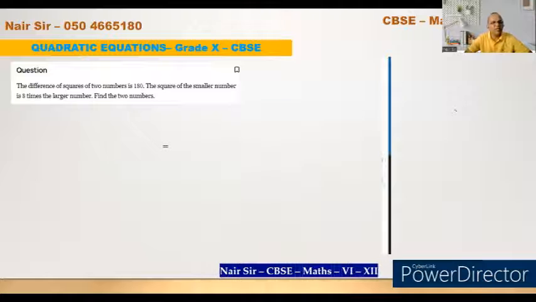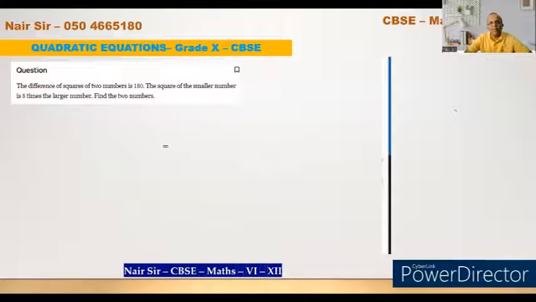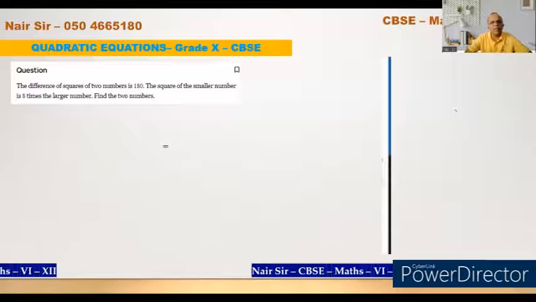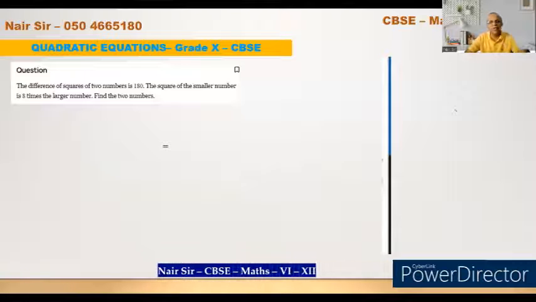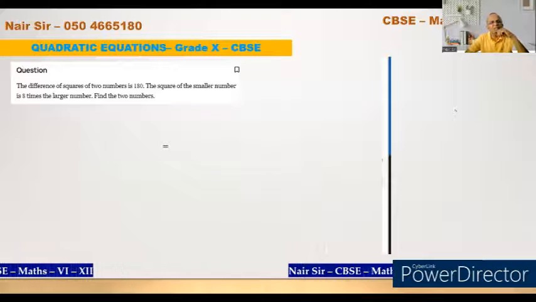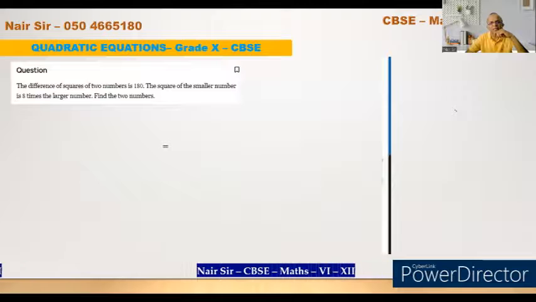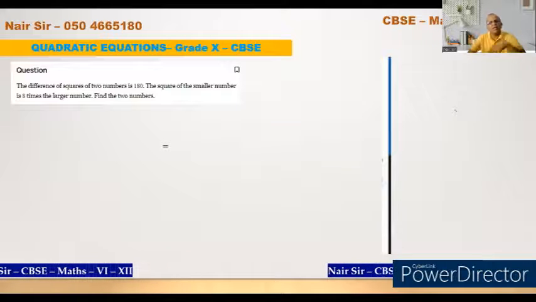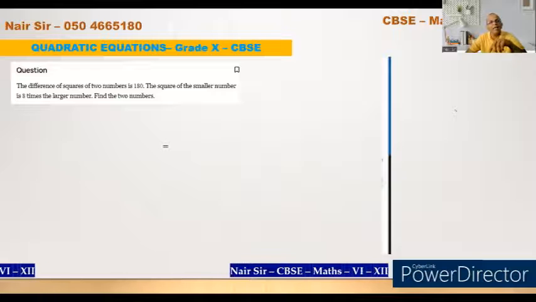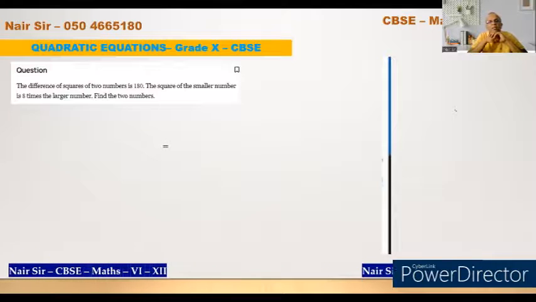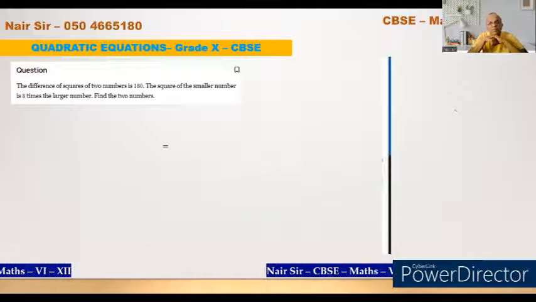The difference of squares of two numbers is 180. The square of the smaller number is 8 times the larger number. Find the two numbers. The difference of squares of two numbers is 180, so the larger minus the smaller you get 180. The square of the smaller number is 8 times the larger number. Your entire decoding lies on this statement. Okay?